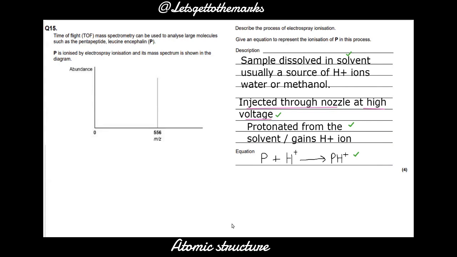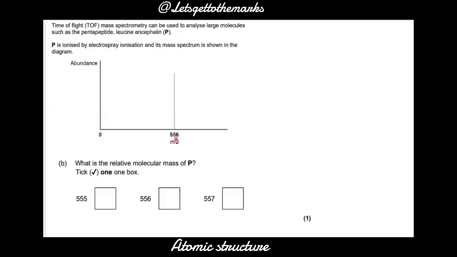Okay, moving on. Time of flight mass spectrometry can be used to analyze large molecules such as pentapeptide, leucine, N-cephalene P. Pause the video, have a go, guys. Okay, we can see from the graph that the MZ is 556. This might make us think that the relative molecular mass of P is 556, but it's actually 555.